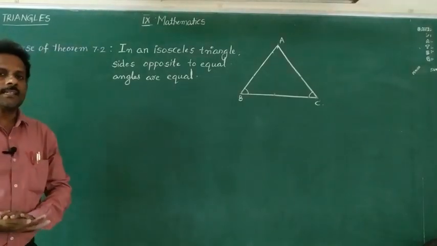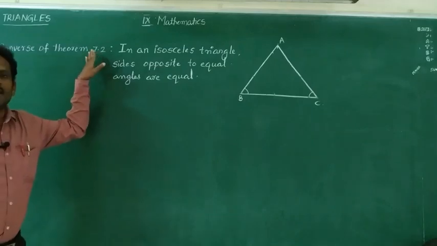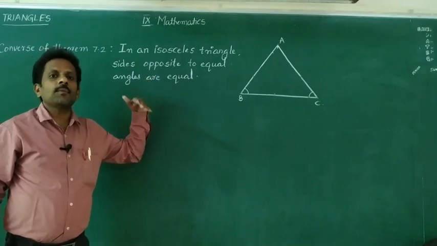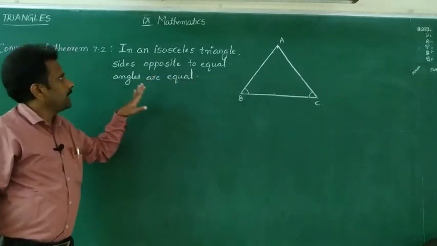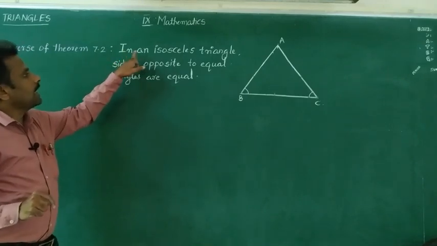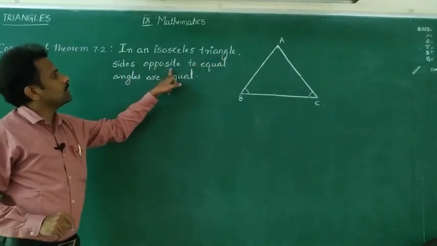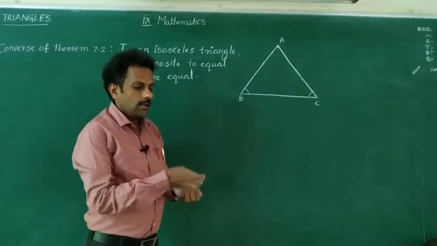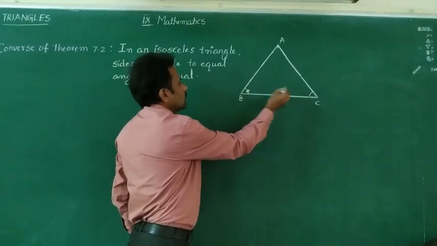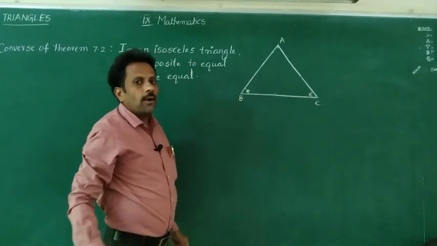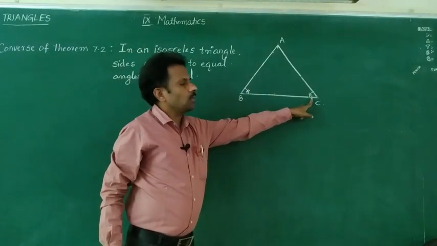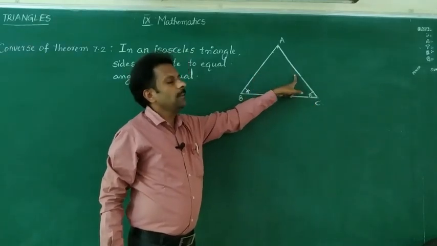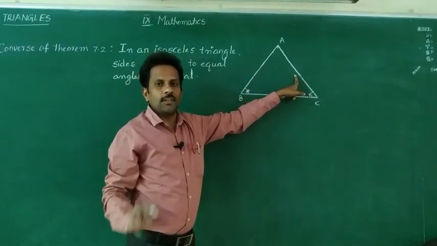Okay children, now let us see the converse of theorem 7.2. What is theorem 7.2? Just now we proved that in an isosceles triangle, angles opposite to equal sides are equal. Whereas the converse of that theorem is, in a triangle, sides opposite to equal angles are equal. So ABC is a triangle where angle B equals angle C. Now we have to show that the sides opposite to angle B and angle C, AB and AC, are equal. We have to show that AB equals AC. So that is the converse of theorem 7.2.